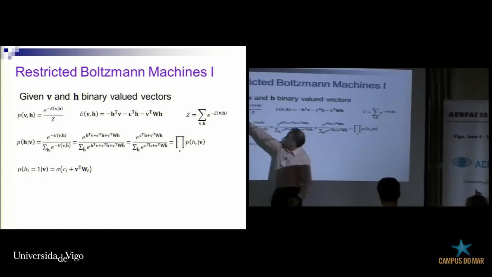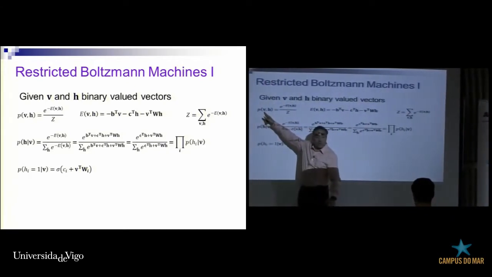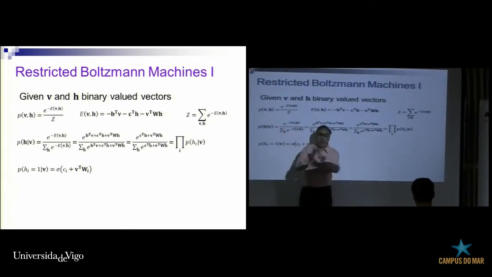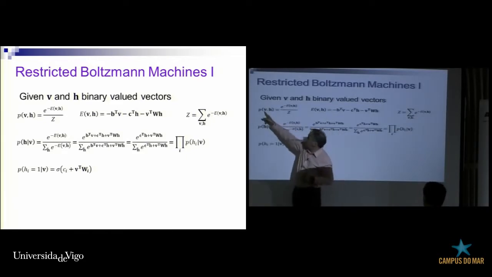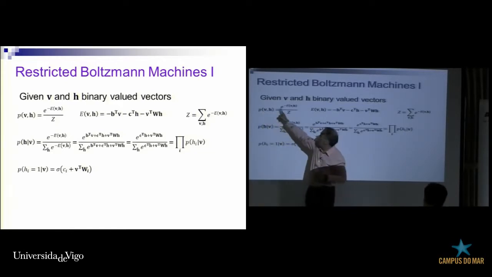So here you have a set of V, the visible vector. This is a vector with many observations. H is a vector of hidden layers. This is like the first layer of the neural network. The joint probability distribution of both has this form.